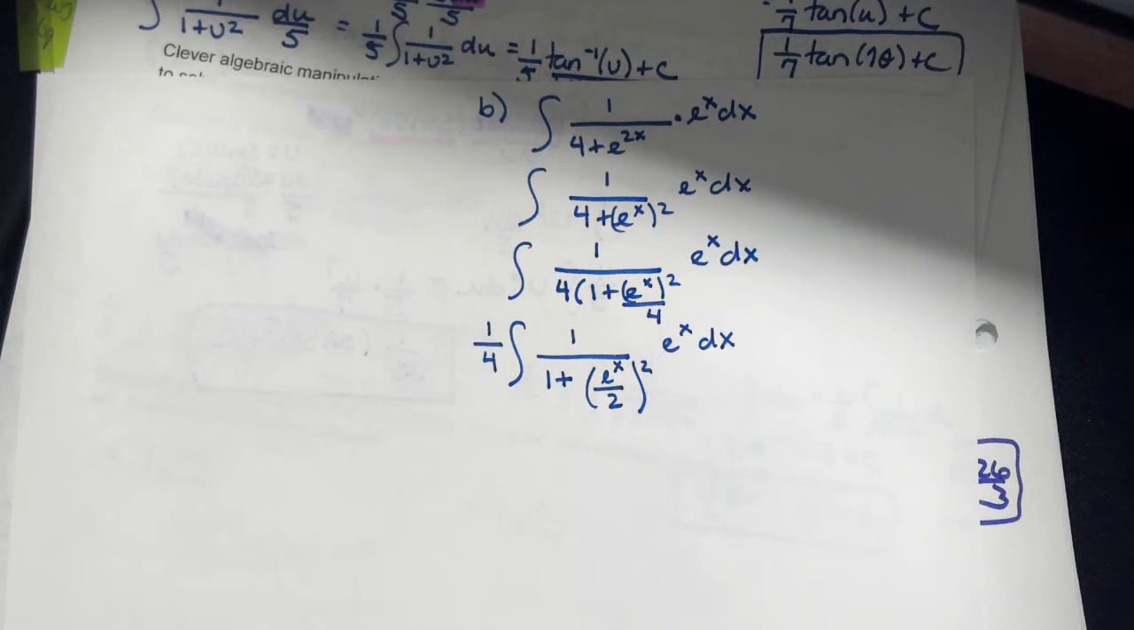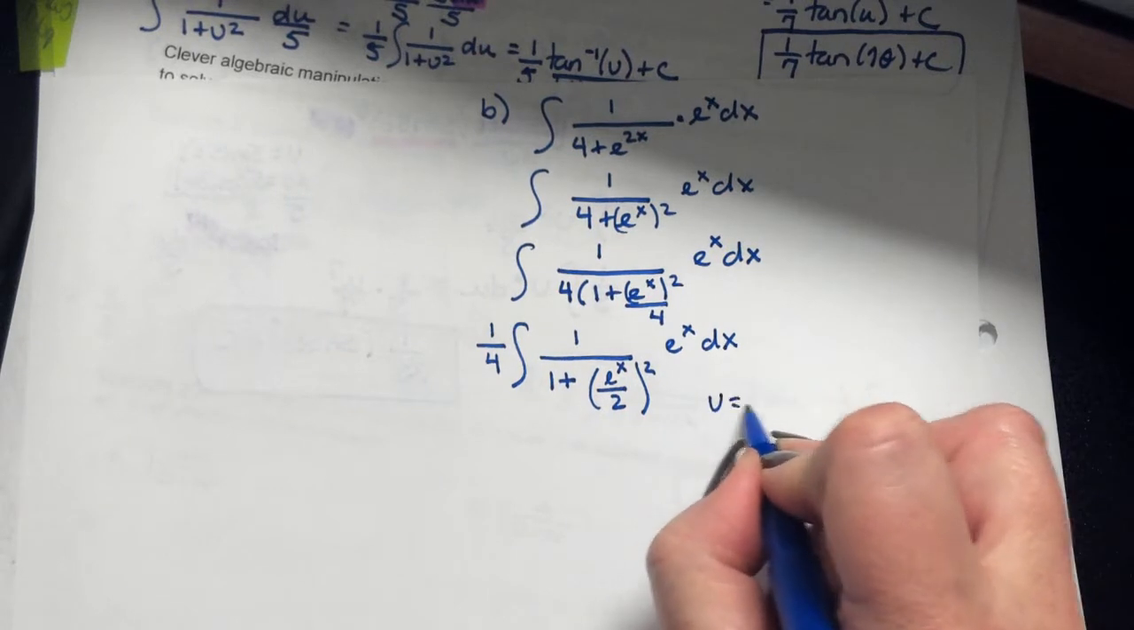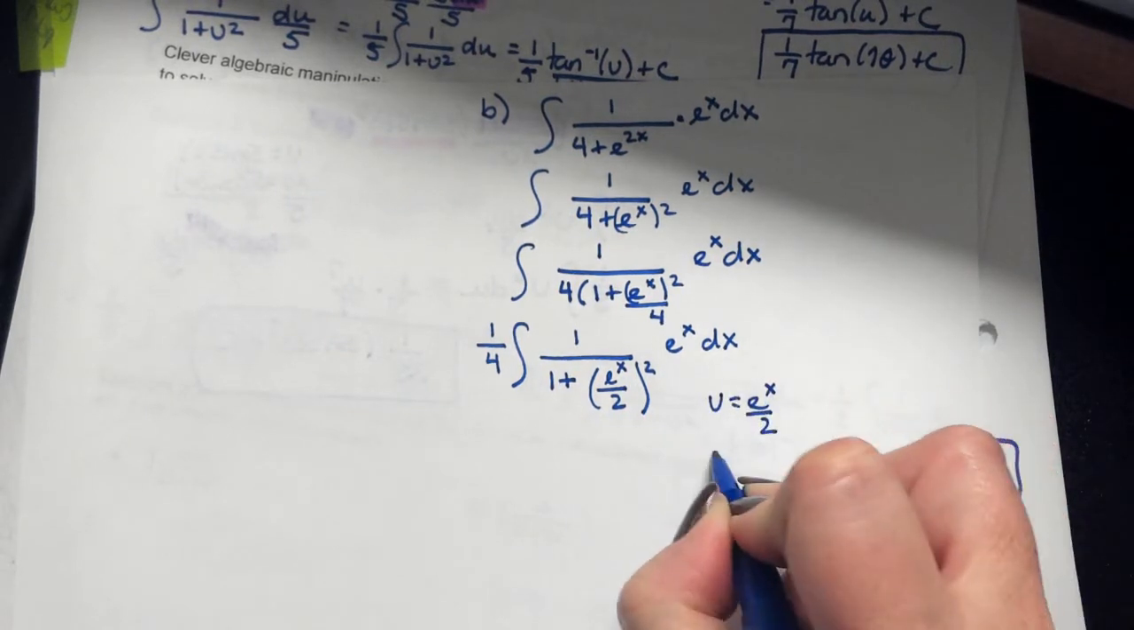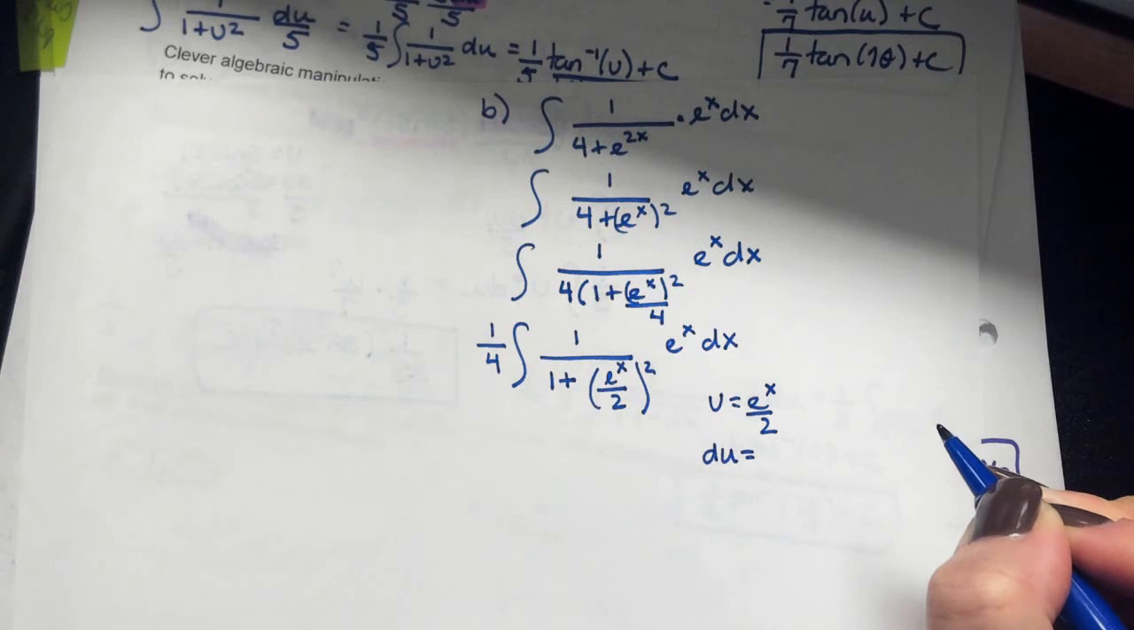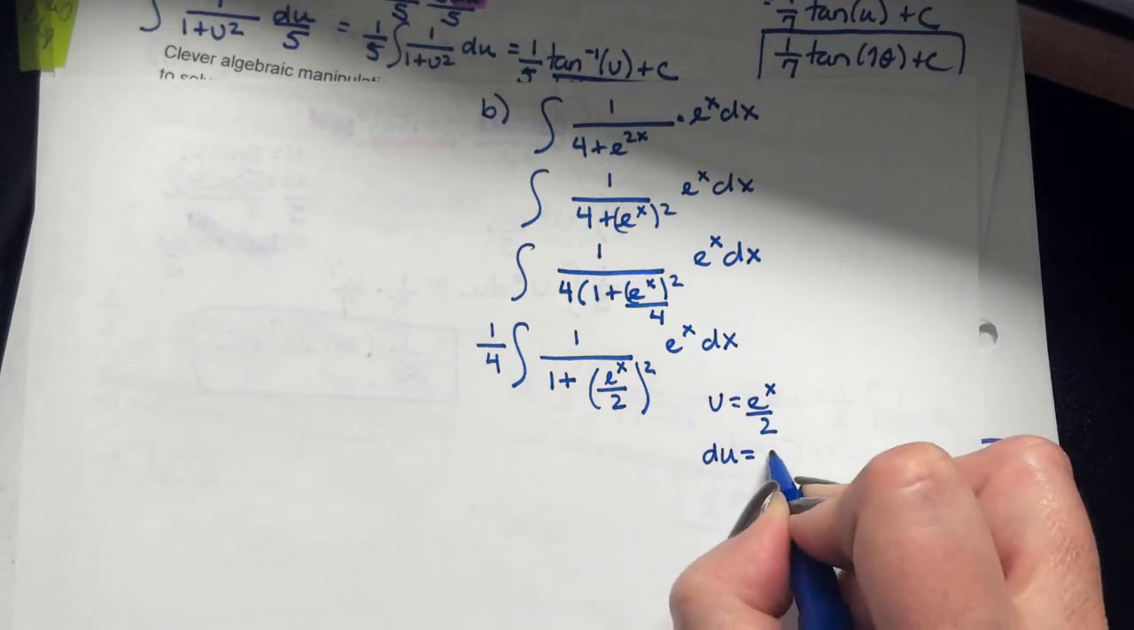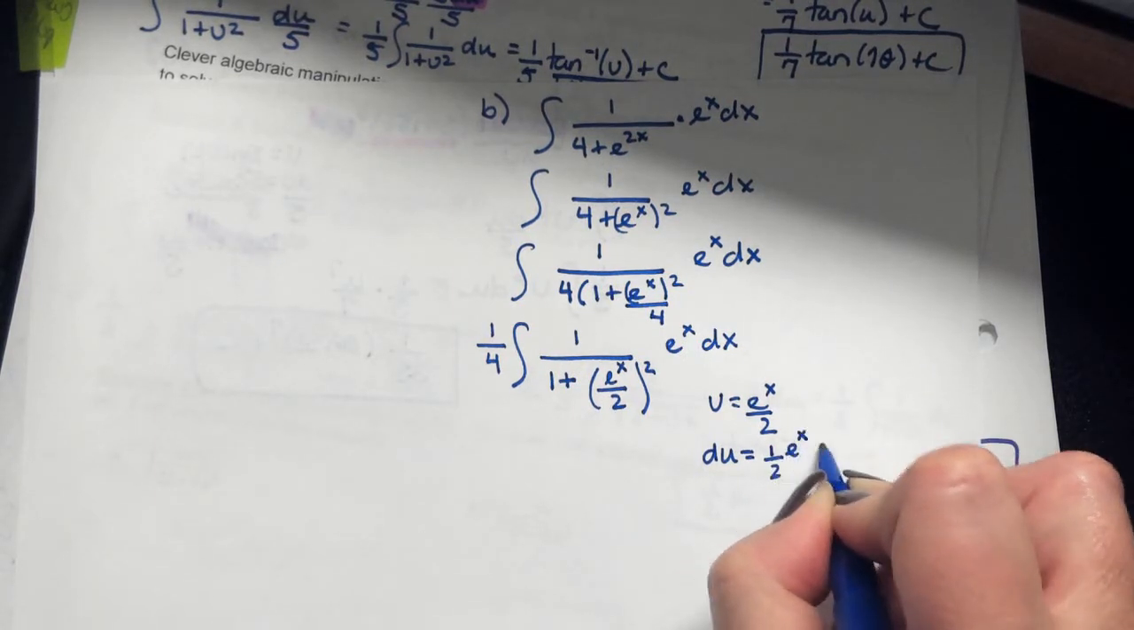Now I've got it set up to do a u sub. What do you think I'm going to let u be equal to? U would be equal to what? E to the x over 2. So then what's my du going to be? E to the x over 2, or 1/2 e to the x dx.